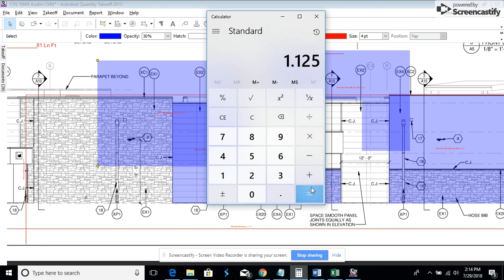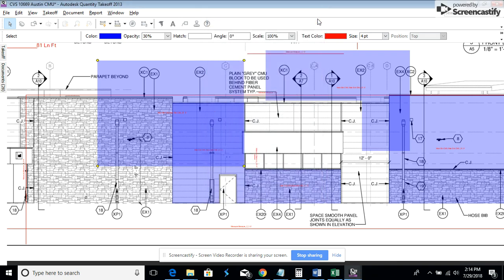So technically, one block covers 128 inches, and 1 square foot has 144 inches. 12 times 12 is 144. So you would need 1 1/4 of a block to cover 1 square foot. That's the reason for square feet times 1.125. All right, let's go back to our takeoff.